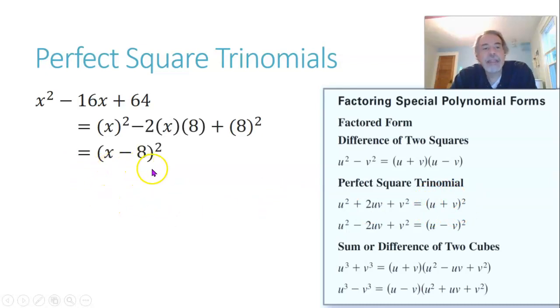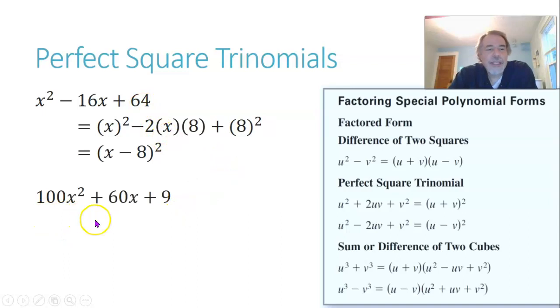X minus 8 squared. Notice when you have a minus here, you have a minus here. When you have a plus here, you have a plus here. And you always have to have a plus in front of that last term that's a perfect square.